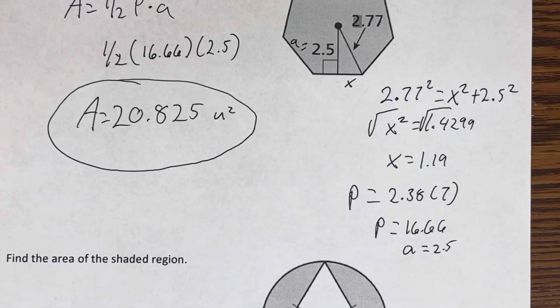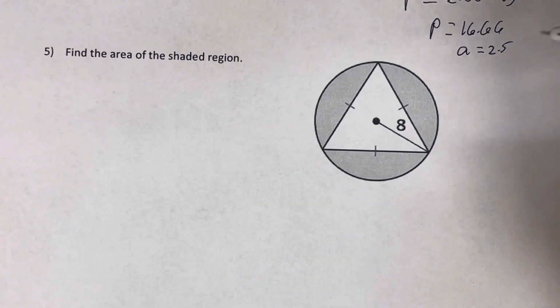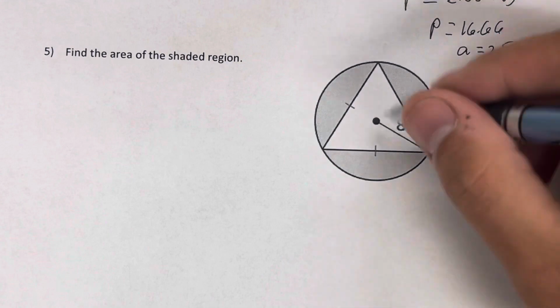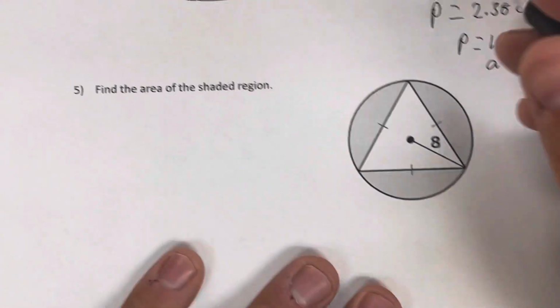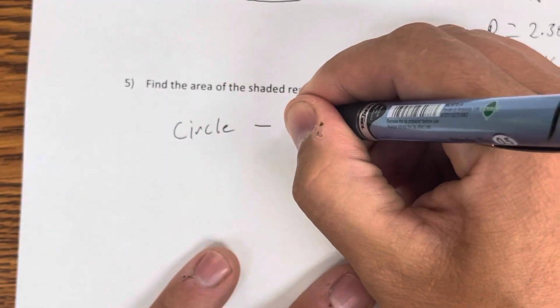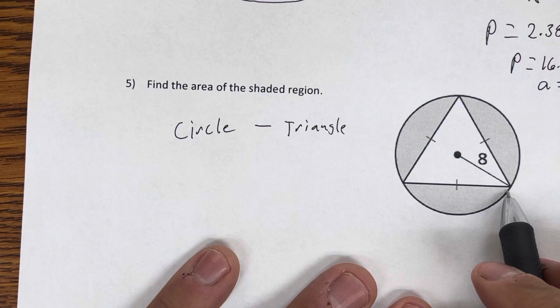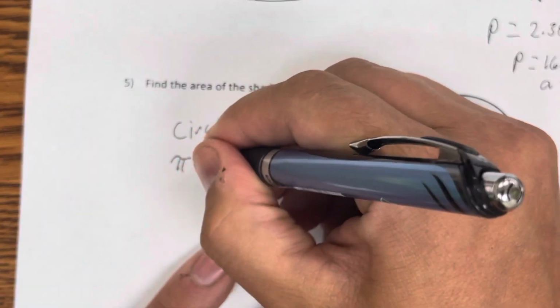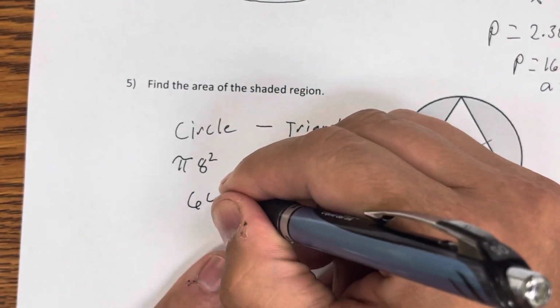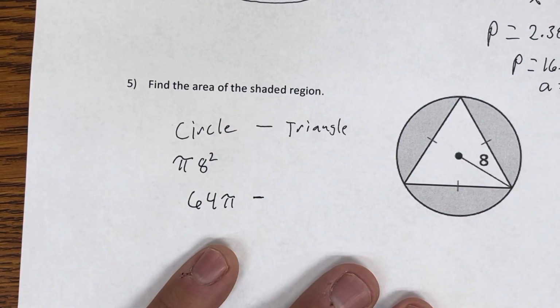All right. Last one, find the area of the shaded region. So in this case, I have a triangle inscribed inside of a circle. So for me to find the area, I'm going to have to take the circle minus the triangle. Area of the circle is not too bad. I know the radius, so that's pi 8 squared, so that's 64 pi. Now the area of the triangle. That's going to be a little bit more challenging.